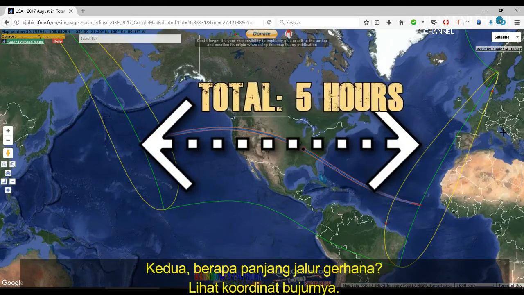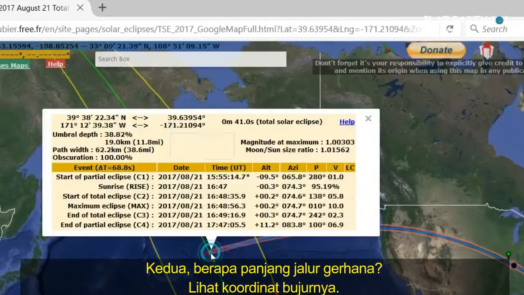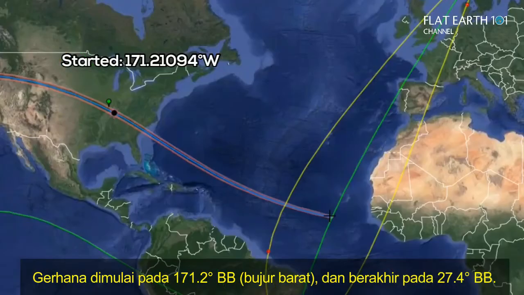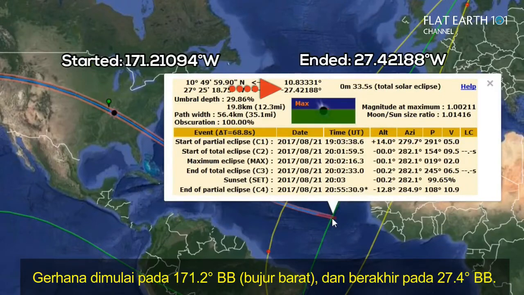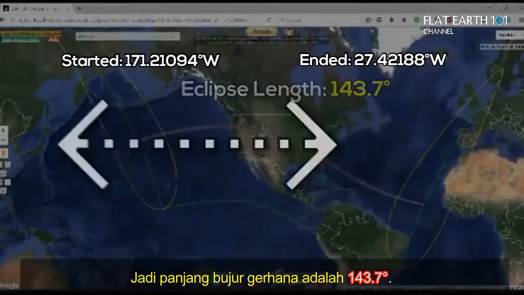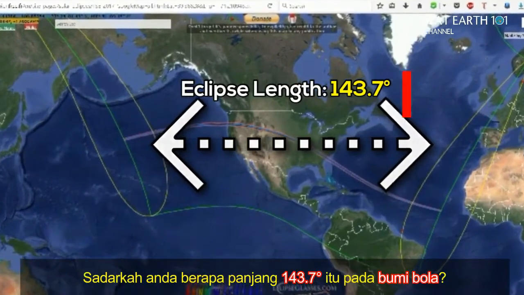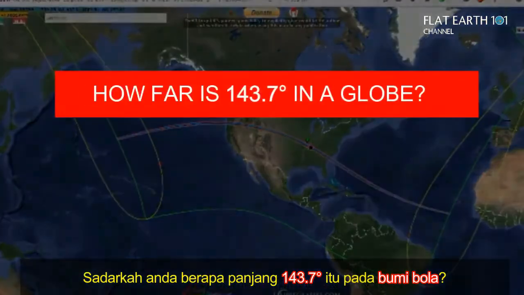Secondly, how far is that eclipse length? Take a look at the longitude. It started at 171.2 degrees west and ended at 27.4 degrees west. The eclipse length in longitude is 143.7 degrees. Do you realize how far is 143.7 degrees in a globe?